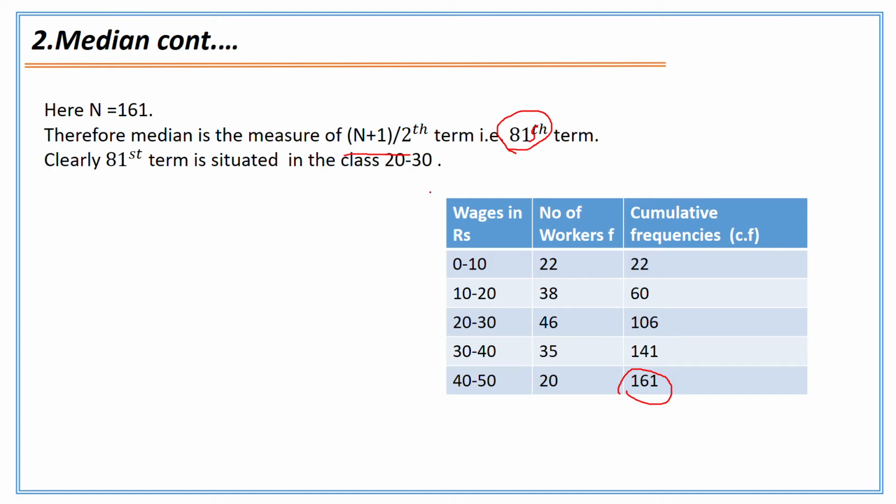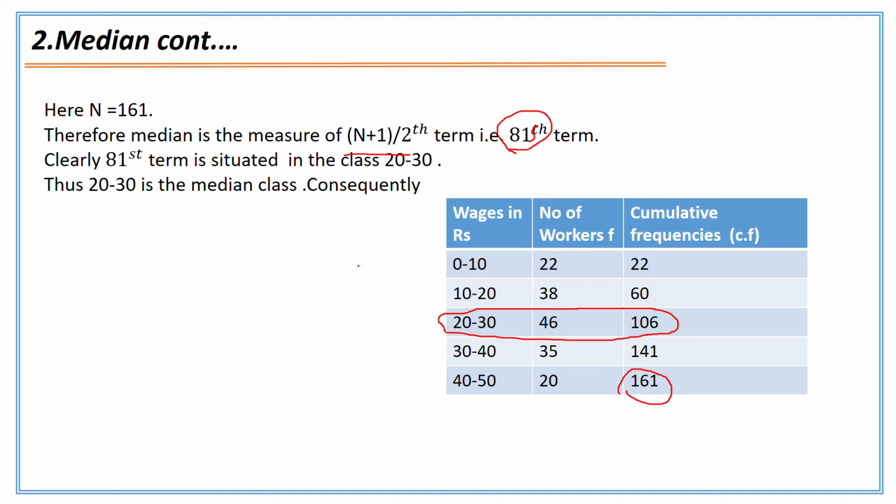You can see clearly that this 81st term is situated in the class 20 to 30. Why? Because 81 is greater than 60, but it is less than 106. So of course it will be lying in this class 20 to 30, having number of workers or frequency 46 and cumulative frequency of 106.